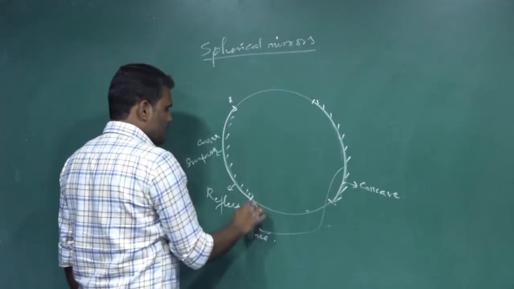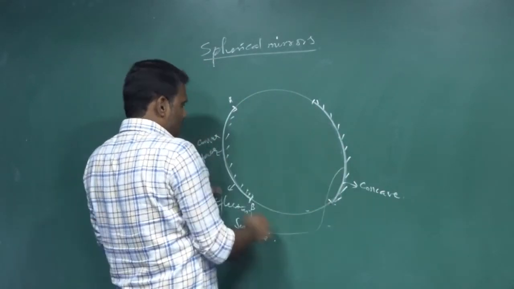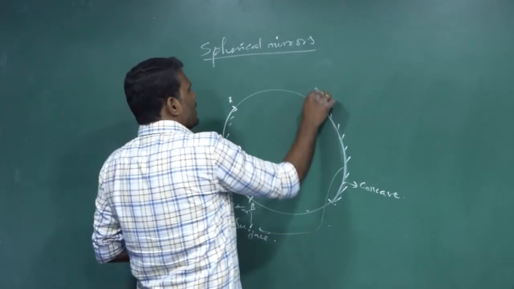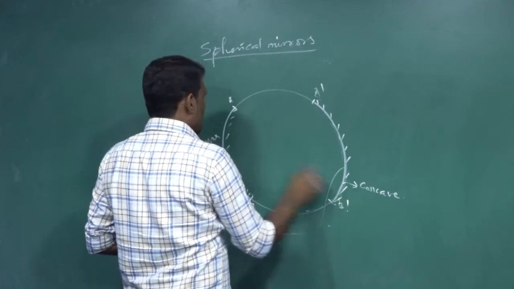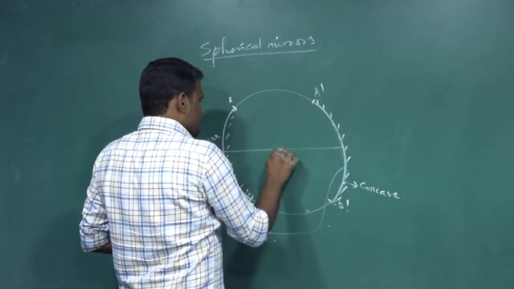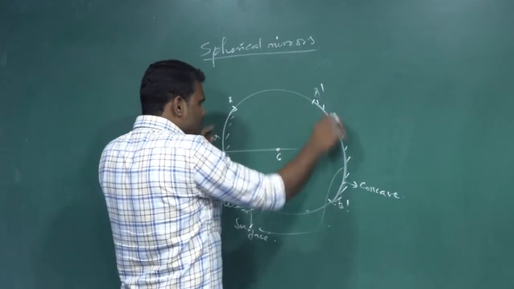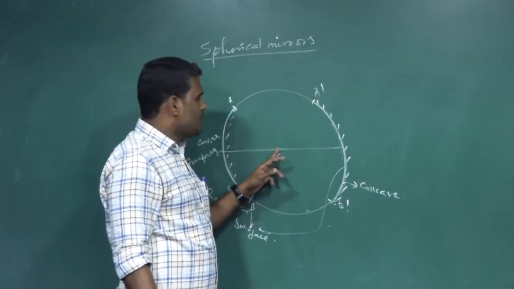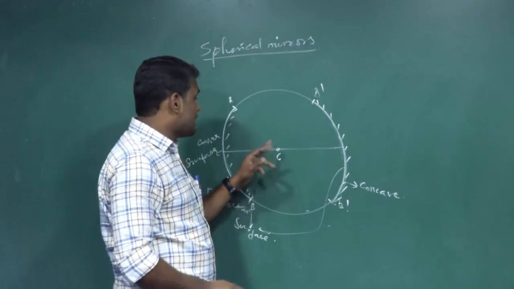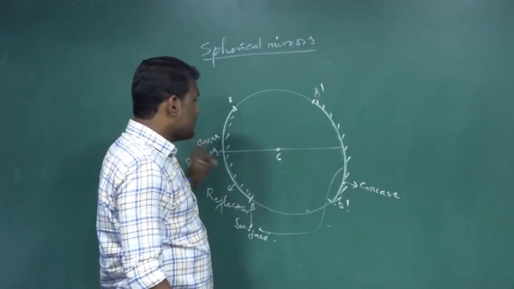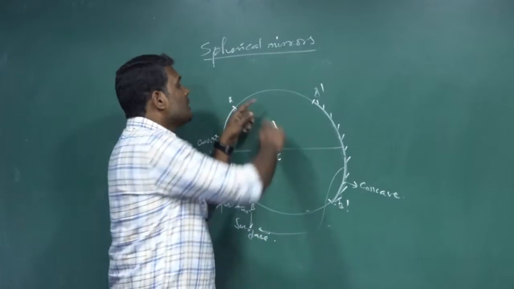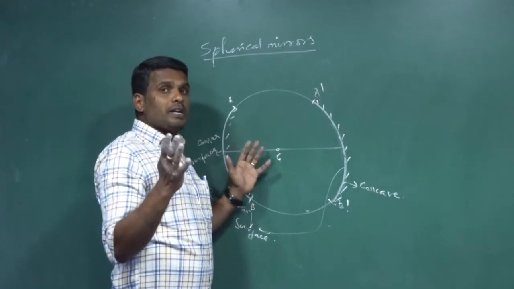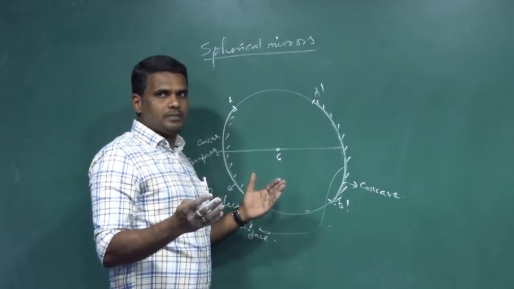If I mark this portion AB on the sphere, then this portion alone acts as a spherical mirror. I can mark this as A prime, B prime. And this C is the center of curvature of the entire sphere. So the center of curvature is the same for both the convex surface as well as the concave surface, which are obtained from the same sphere. And it differs for different spherical mirrors obtained from different spheres.